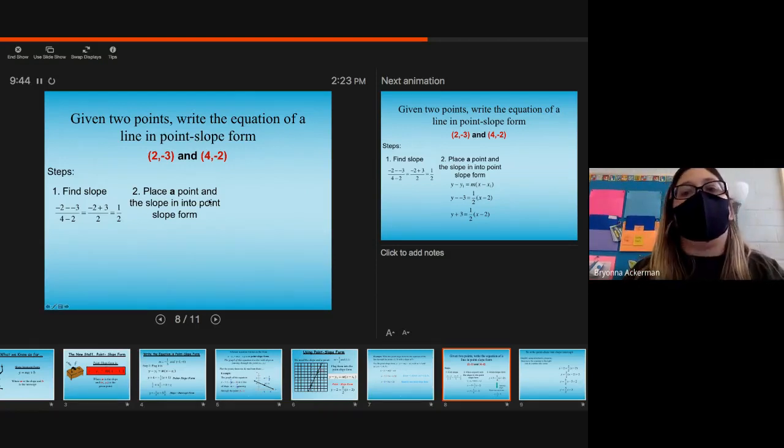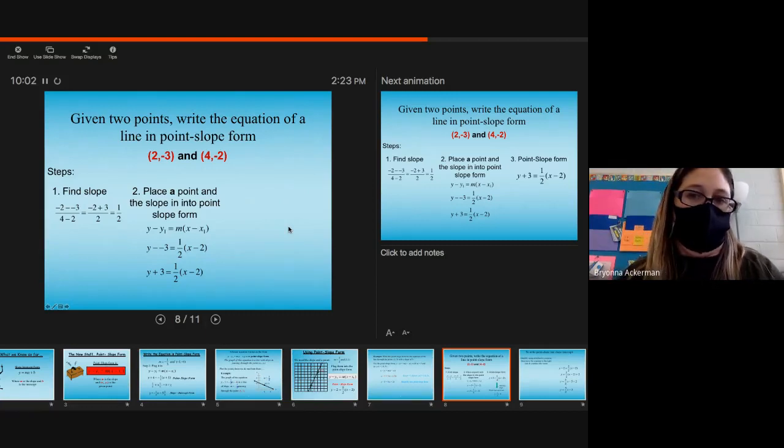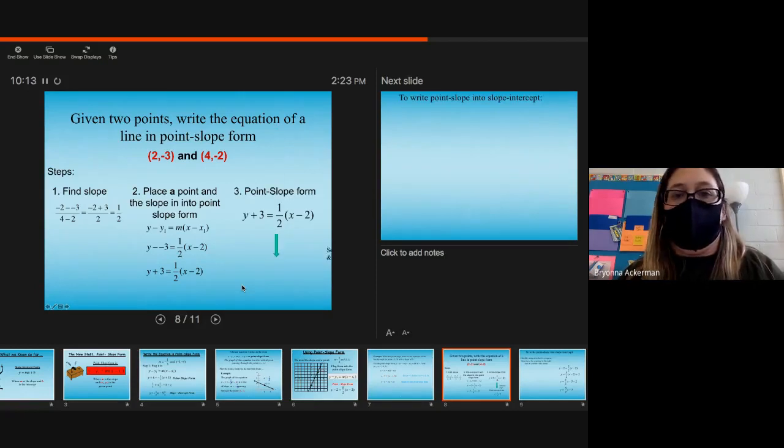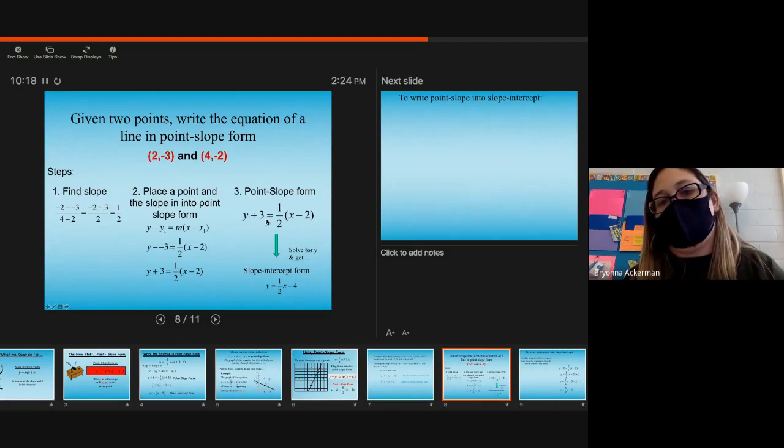Okay, now can I put it in point slope form? Yes. What point do I use? You can use either one. Good. I used the first one in my example. Now I can put it in point slope form. So I just plug it in. Again, you're going to get this double negative here, so that's going to be a plus. And so point slope form gives you y plus 3 equals 1/2 parentheses x minus 2.